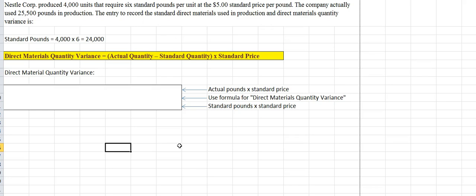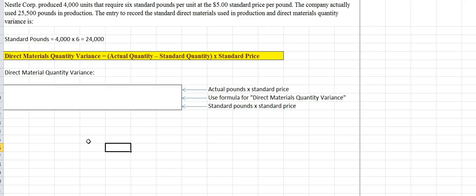This one is related to, I guess, what type of variance we're looking at here. The entry to record the standard direct material that the company used. I guess we're looking at direct materials quantity variance here. Yes, it says it here. Direct materials quantity variance. Okay.